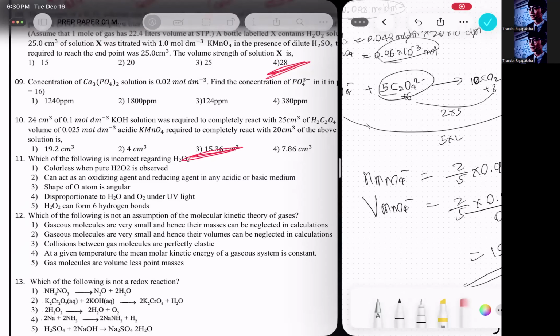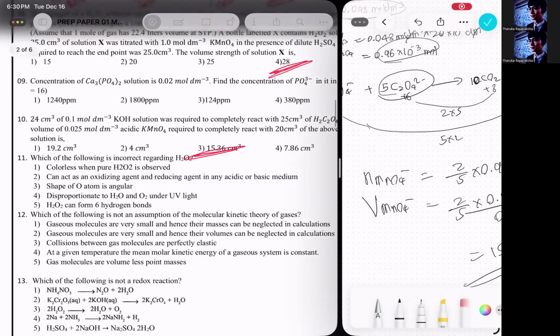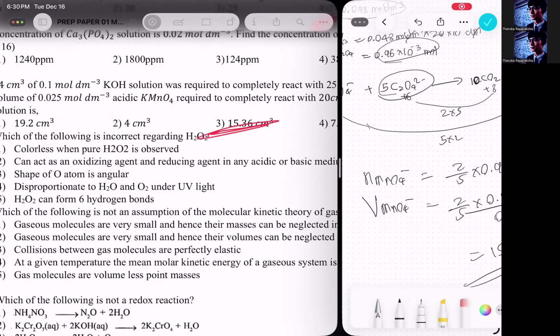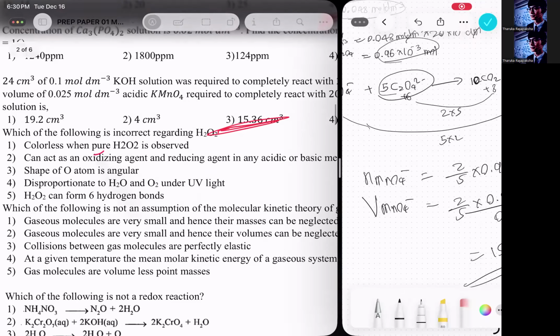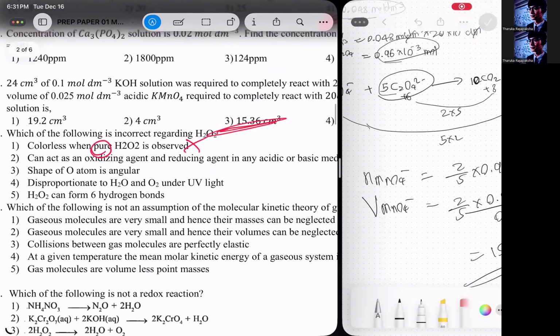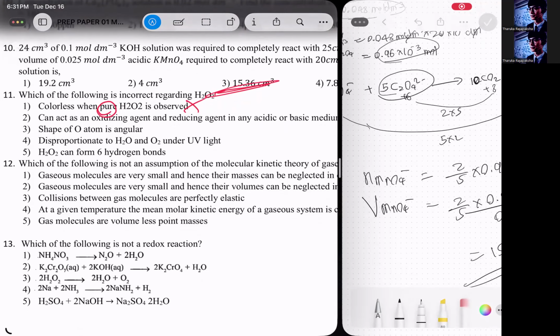Question number 11. Which of the following is incorrect regarding H2O2? HNO3 is colorless, H2O2 is light blue color, pale blue color. This is wrong. First statement wrong. HNO3 is only colorless when pure. When you keep it in a bottle for some amount of time, it becomes yellow color. You have seen in your chemistry lab, sometimes HNO3 looks a little bit yellow, because why is that? HNO3 is going to decompose to form NO2, which will cause it to turn a little bit brown color. But concentrated H2O2, if it is very pure, will be pale blue color, not colorless.